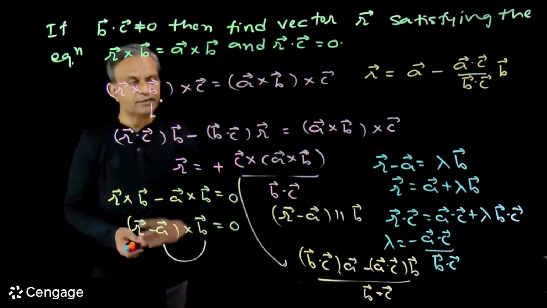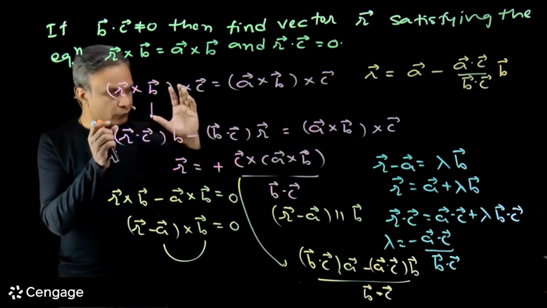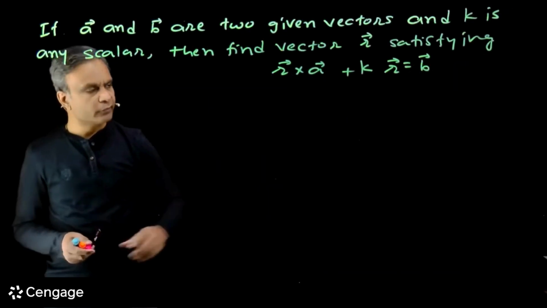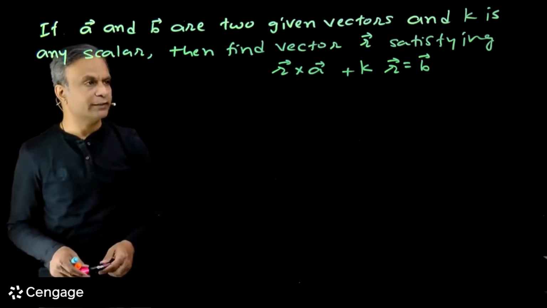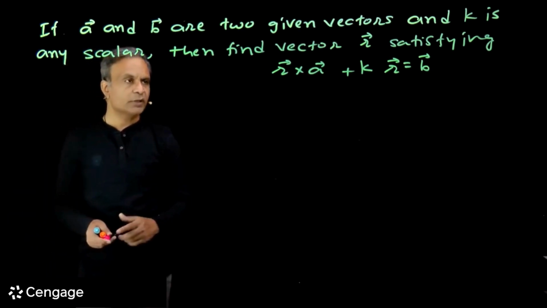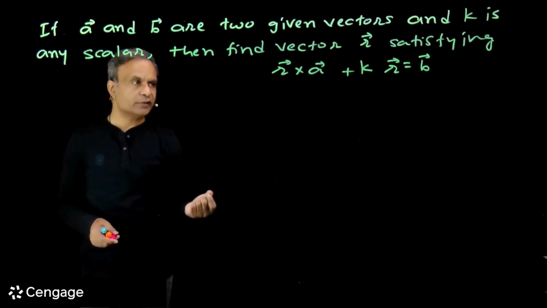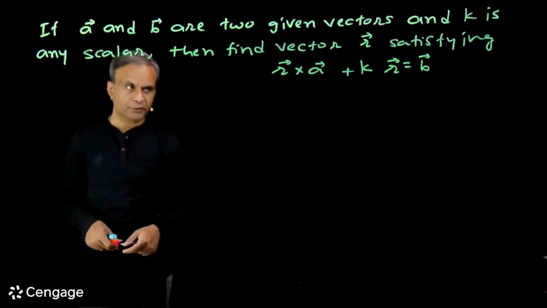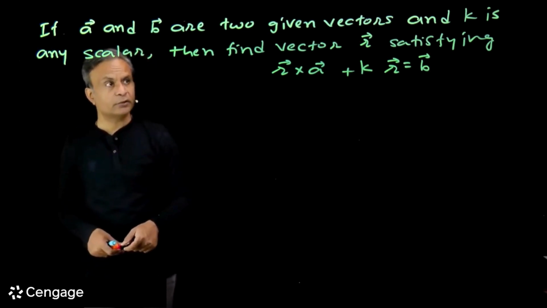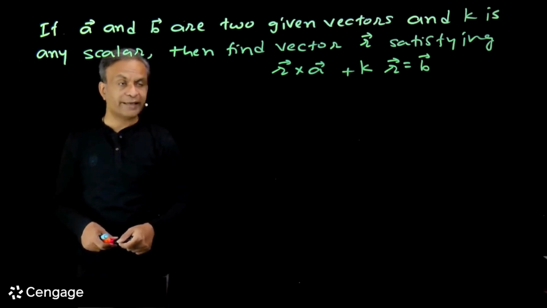Okay, let's take one more question from this category. Now we have to solve this vector equation for vector r. Equation is r cross a is equal to b, and r dot a is equal to k, where a and b are two given vectors and k is a scalar.